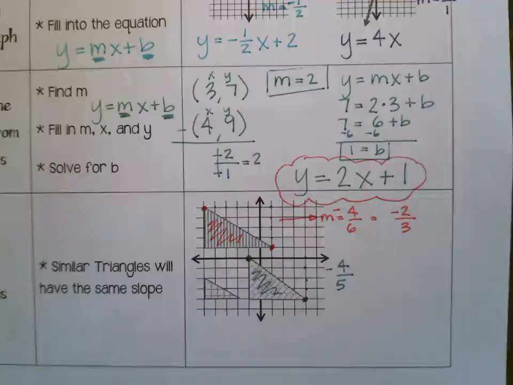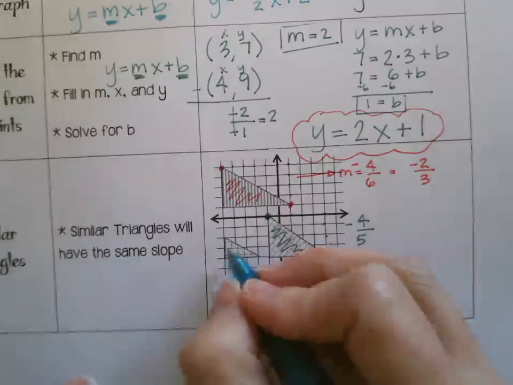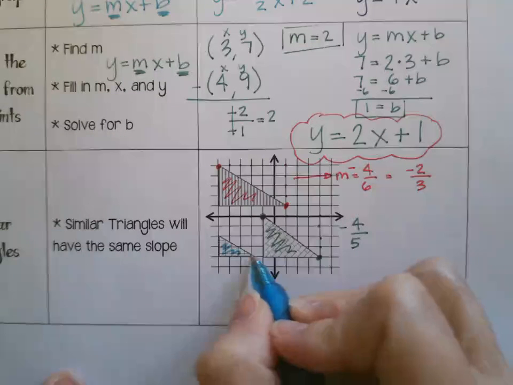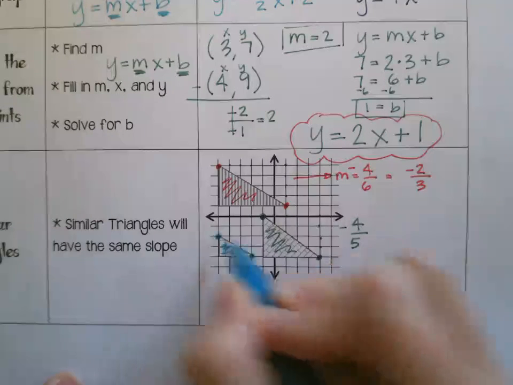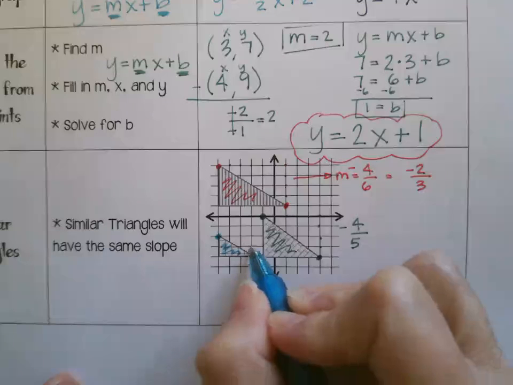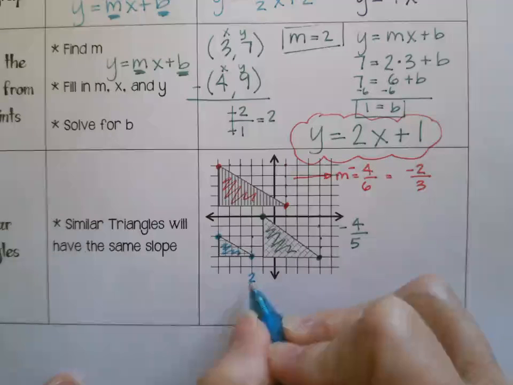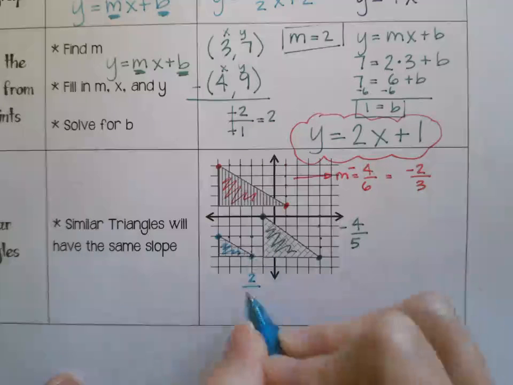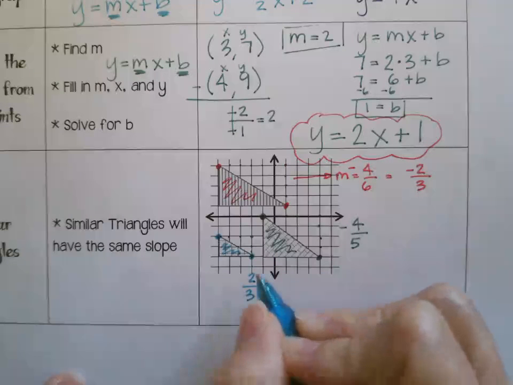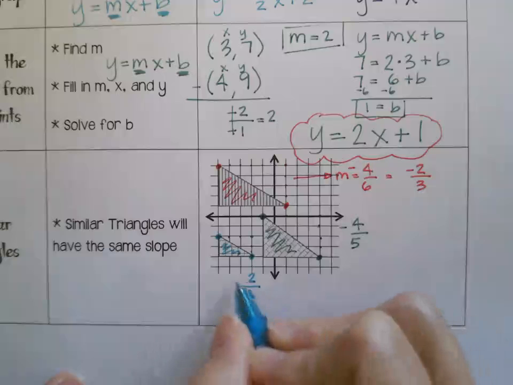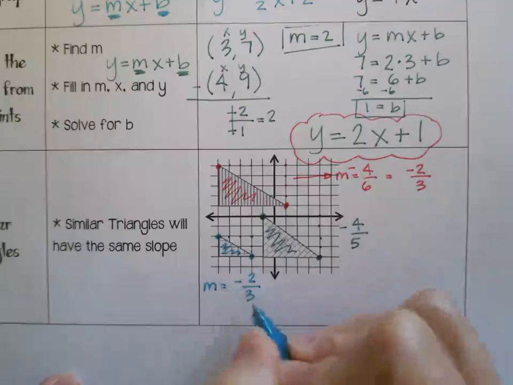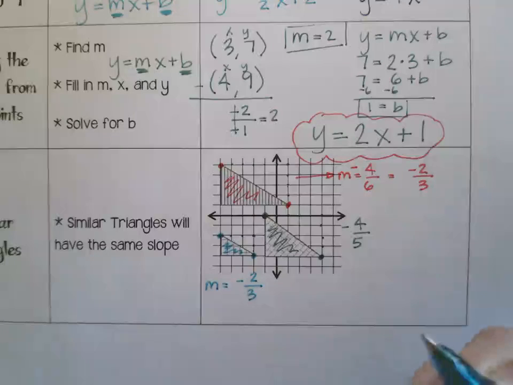All right, so now I'm going to try this little one down here. So I'm going to do this in blue. Okay, so for this one, I'm going to start here and get to there. So I'm going up 2, so that was a rise of 2. And then 1, 2, 3, but again, this is going in the negative direction. So this one, I got that the slope is negative 2/3.